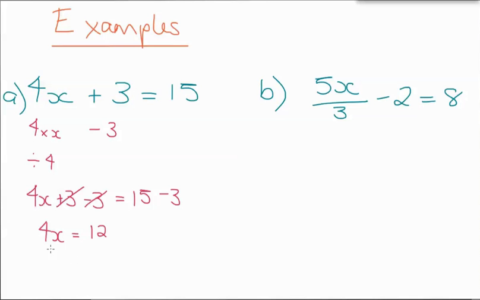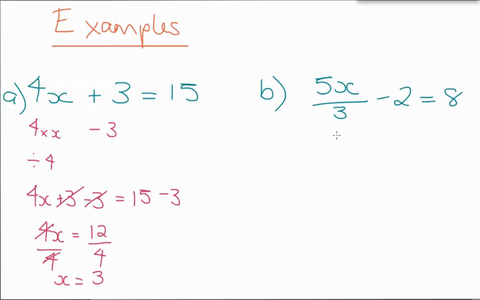Now we're going to divide both sides by 4, as that's the opposite of times by 4. These 4s cancel out, so x equals 12 divided by 4. You can put that into your calculator and it equals 3. So that's that first one. Let's have a go at one that's slightly a little bit harder. It has a couple more steps in it.